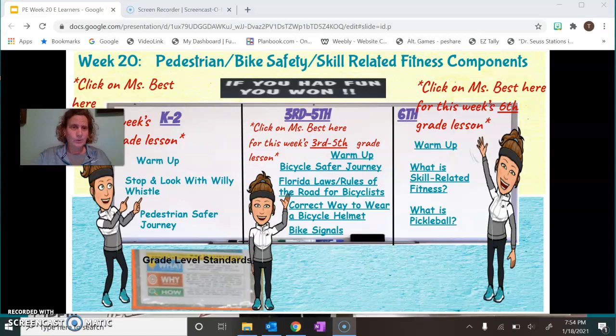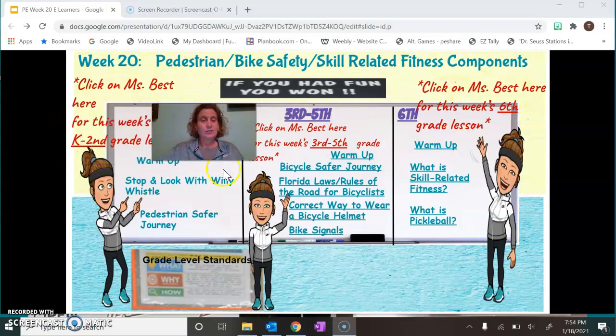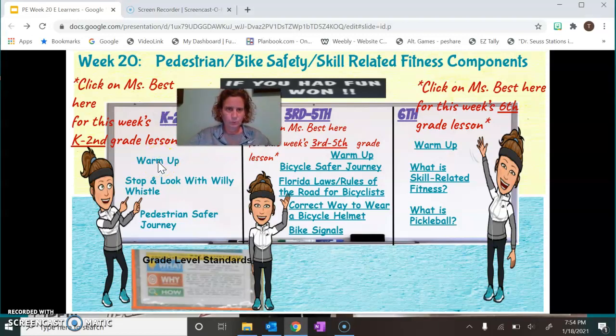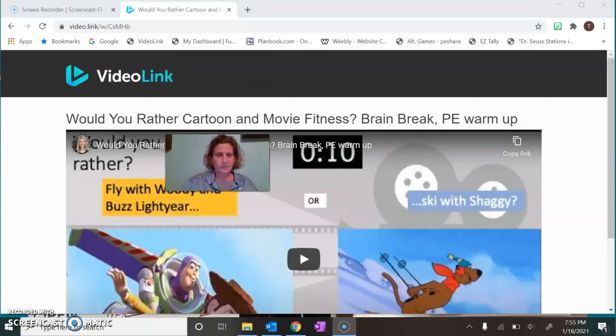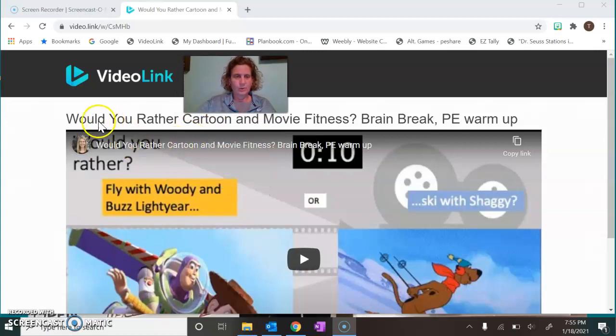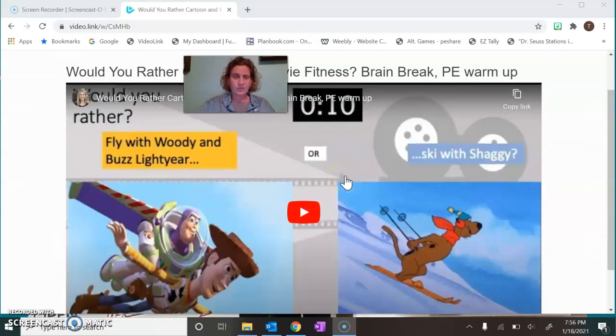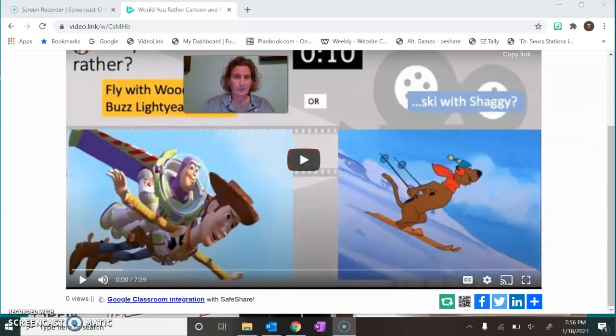If you do not know what a pedestrian is, no worries, because you're going to learn all about it this week. Just like we normally do, you have a warm up. Hold on 1 second. Here we go. There's our warm up. It's going to be the Would You Rather cartoon and movie fitness. You guys are familiar with that. You've got your countdown clock, and you're going to go through and do that for your warm up this week.